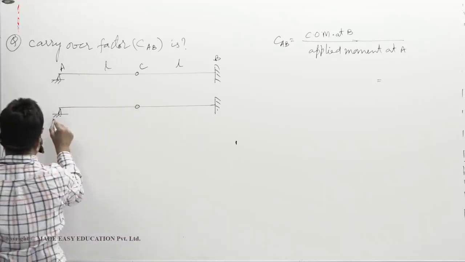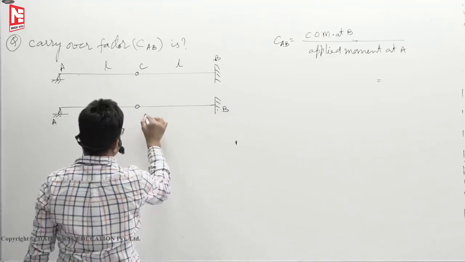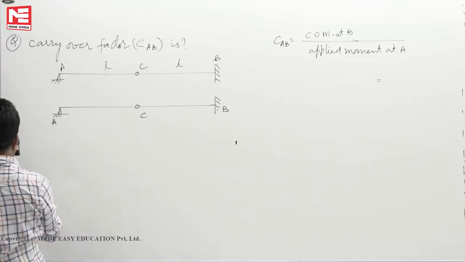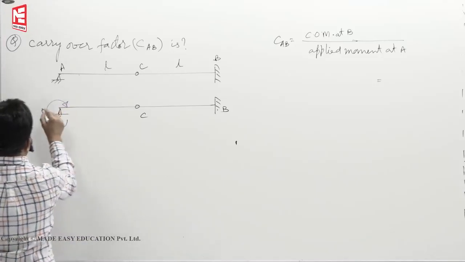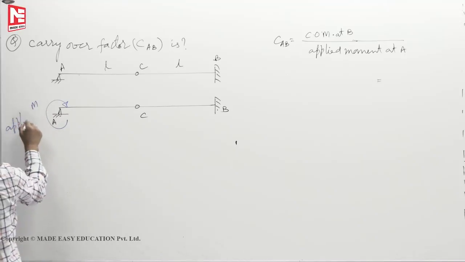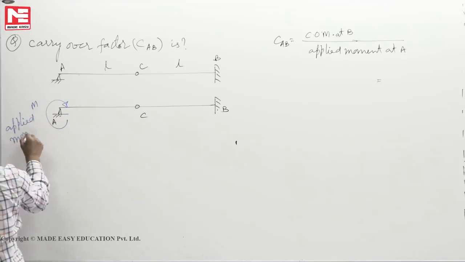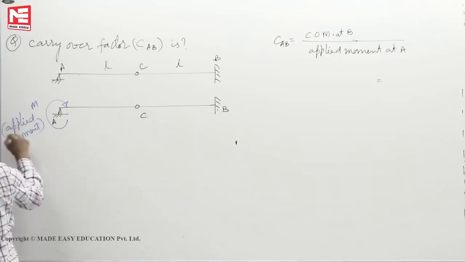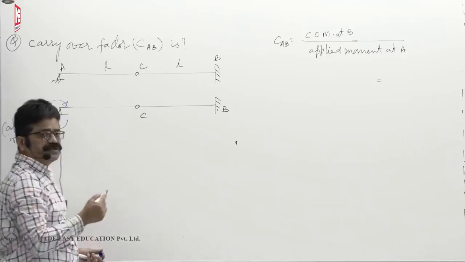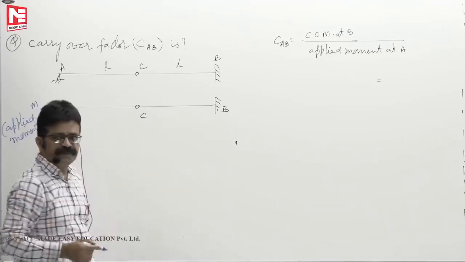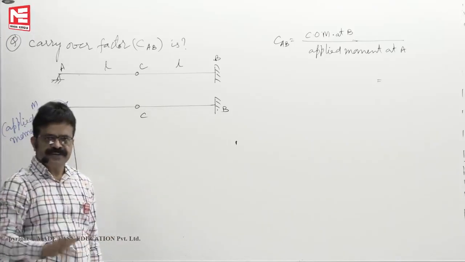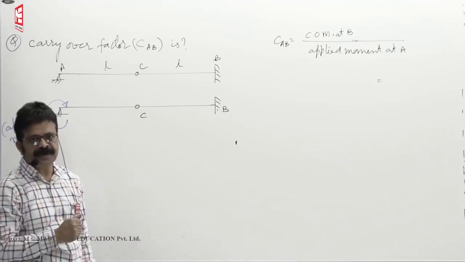This is the problem A, B, C. Now you go and apply a moment M at A. This M is some applied moment. But when there is a floating hinge, we don't know how much moment at B is developed. This is like an unmanageable problem. First you have to convert into a manageable problem.